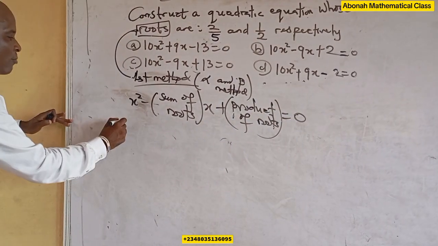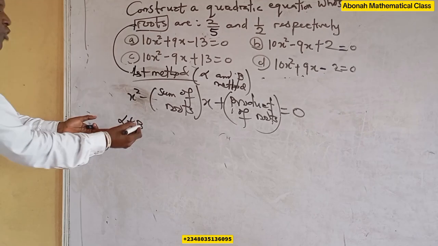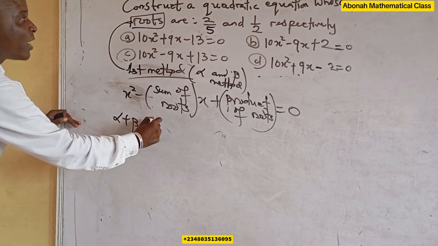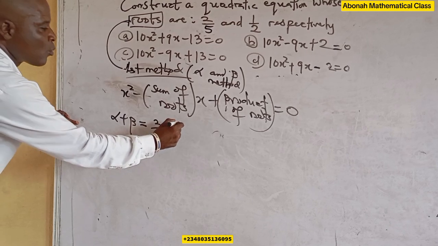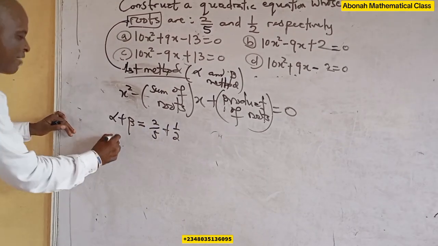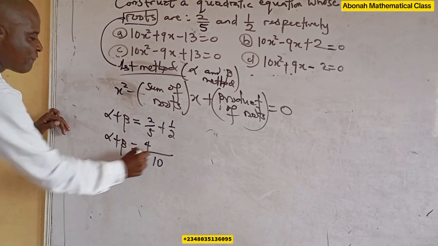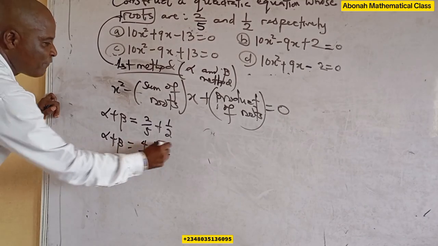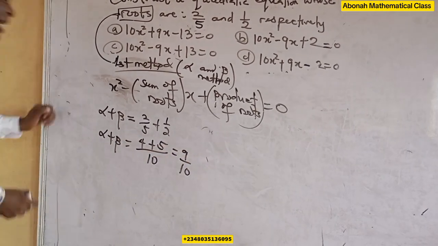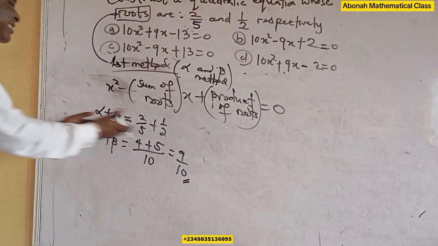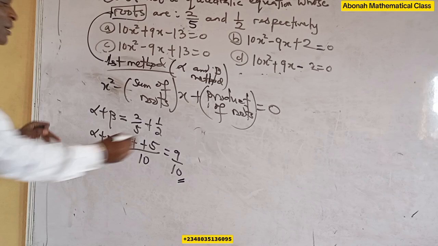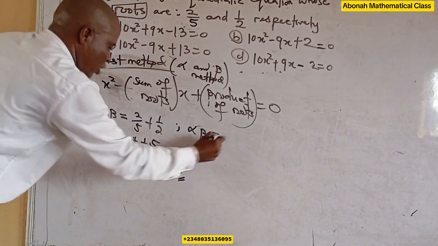The first one is the sum, alpha plus beta, which is the sum of roots, equals 2 over 5 plus 1 over 2. We have alpha plus beta equals, LCM 10. What do you have here? 4. What do you have here? 5, which is 9 over what? 10. This is the answer for alpha plus beta. Nothing can go.